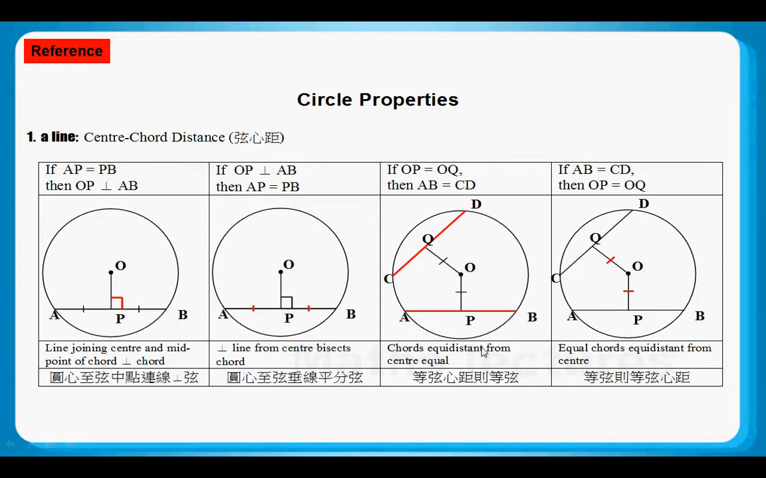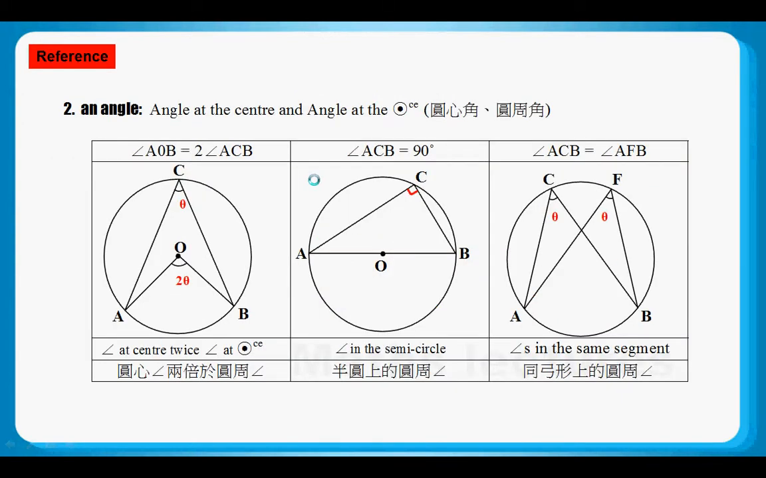Chords equidistant from center are equal. Equal chords are equidistant from center. You see, these four knowledge are all related to center chord distance here. Okay, if we have one line, this is the line I talk about, center chord distance.